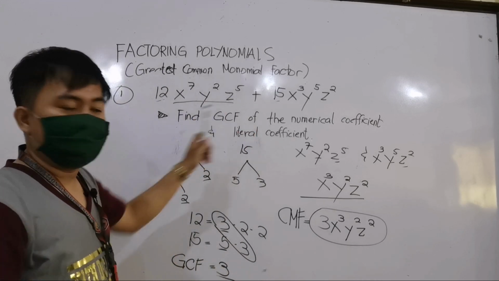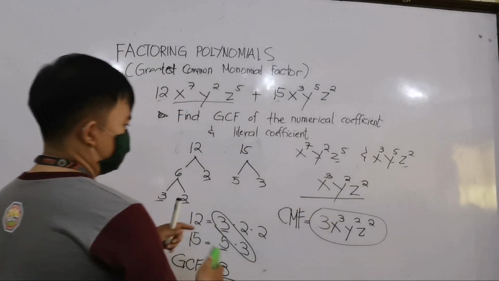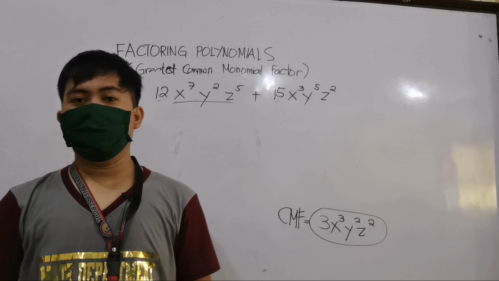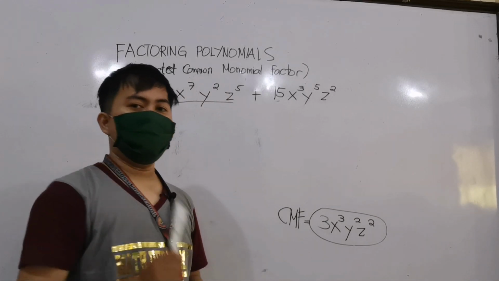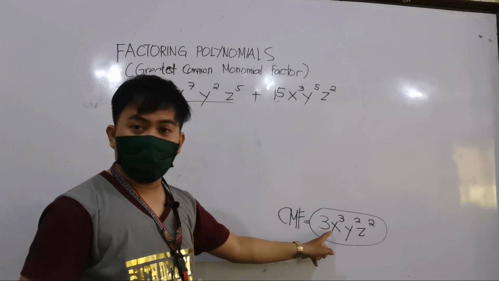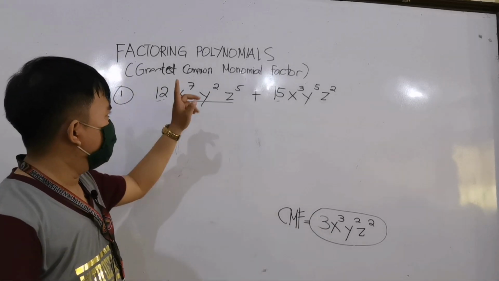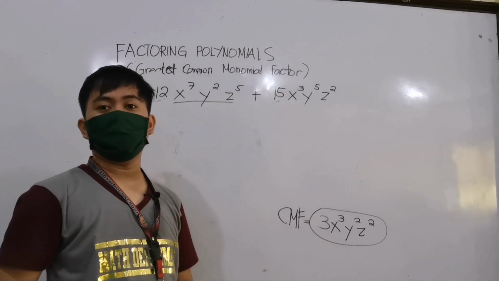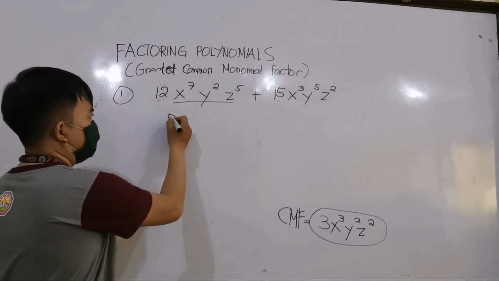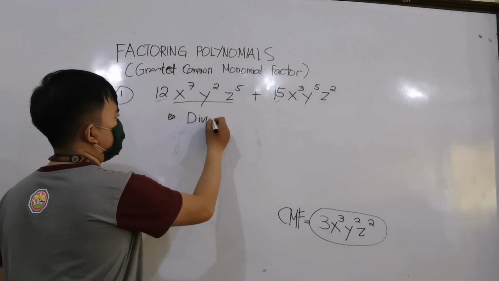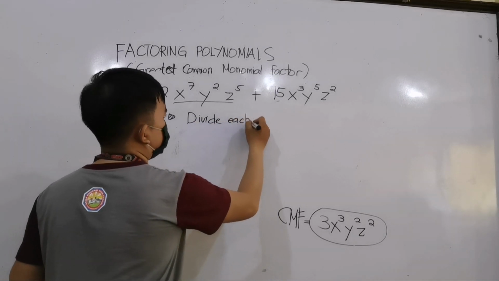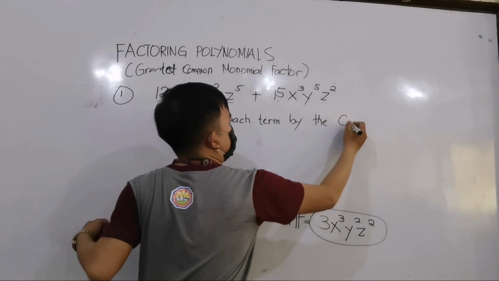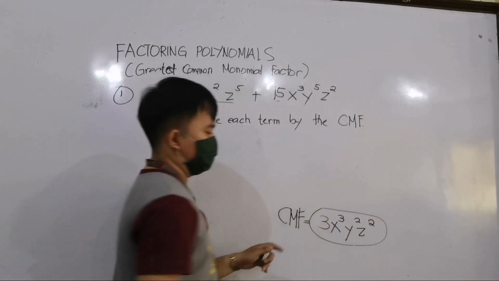Okay, buburahin po natin tong lahat. Except lang dito, para hindi natin makalimutan. Ano po yung susunod? Yung susunod is, you will divide each term from the common monomial factor. You will divide each term by the common monomial factor. So, dito po, divide each term by the CMF. Ito po yung CMF natin.